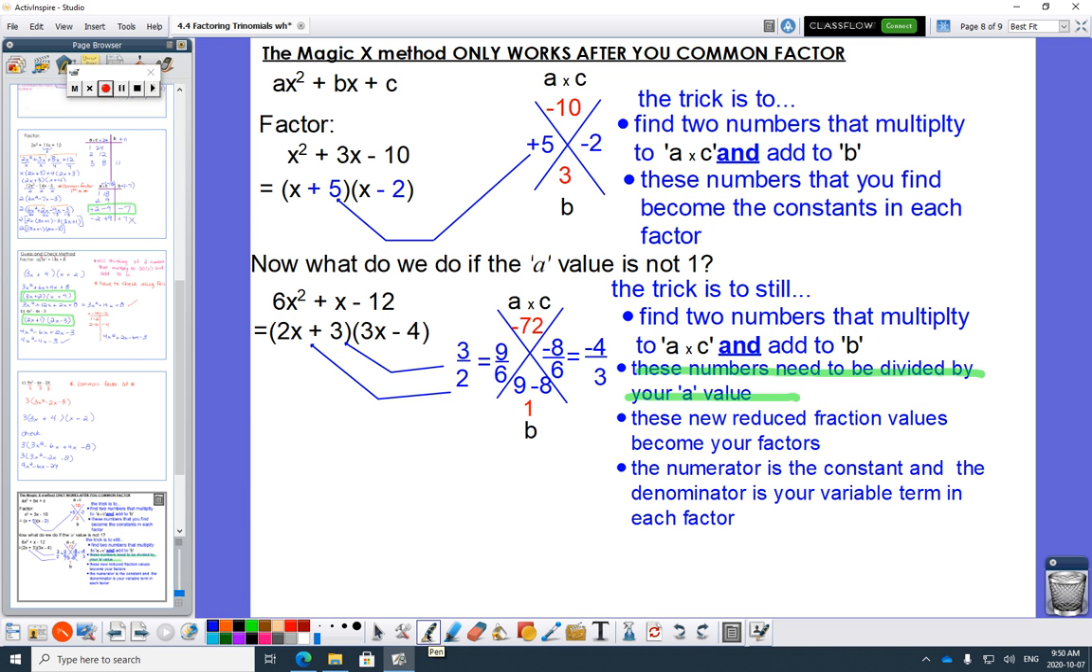Some people like it. Okay, so we do what's A times C. So if you want, write it in. 6 times negative 12 is negative 72. The B is positive 1. Again, if you don't like that, write it in. Positive 1. Okay? So two numbers that multiply to negative 72 and add to 1 are 9 and 8.